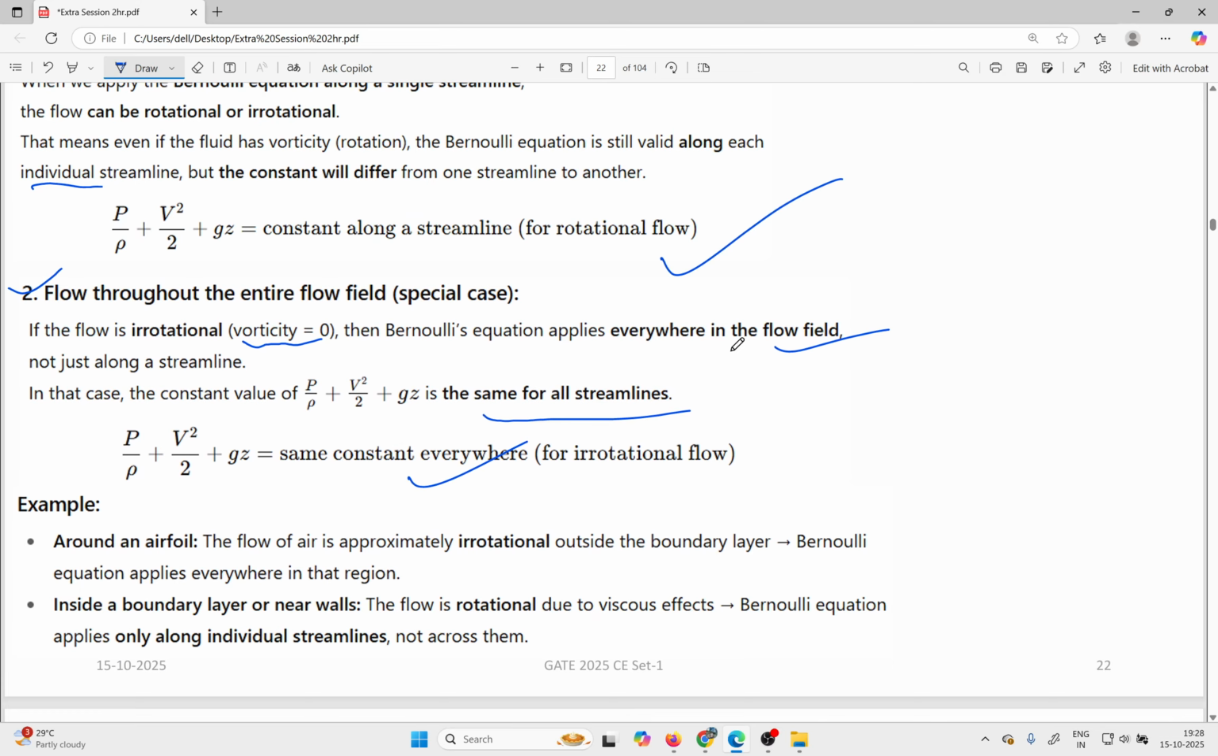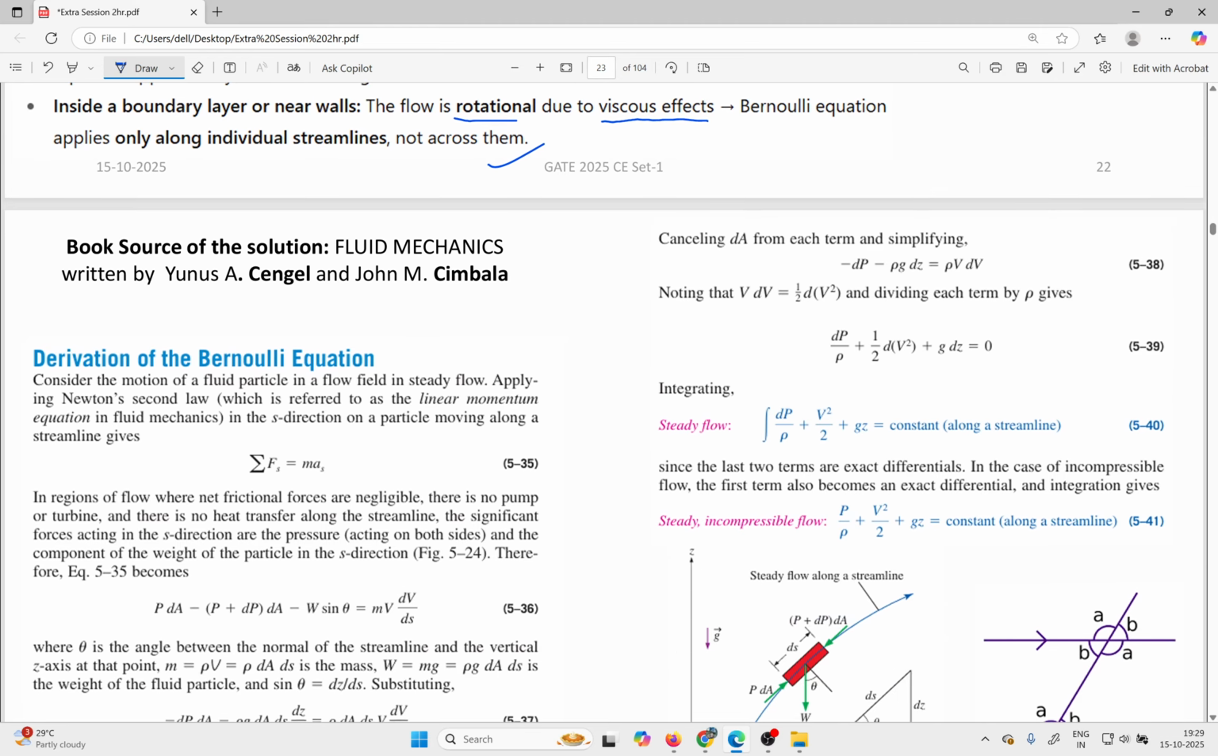You can see an example also. Around an airfoil, the flow of air is approximately irrotational outside the boundary layer, so Bernoulli's equation applies anywhere there. Inside the boundary layer, near the wall, the flow is rotational due to the viscous effect. So remember, the rotationality in the fluid comes from the viscous effect. If the viscous effect is negligible, you can say the fluid is irrotational. Otherwise, Bernoulli's equation applies only along the individual streamline, not across them. Remember this.